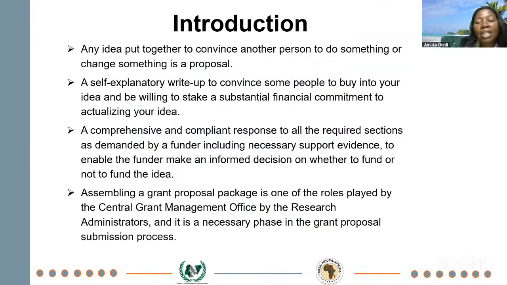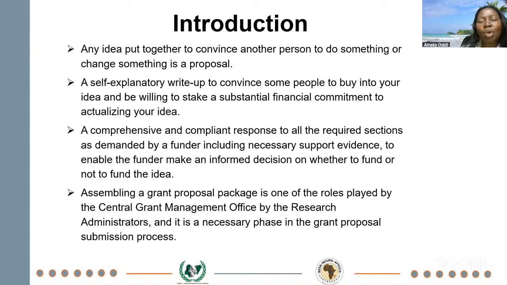Now, for a word of introduction, we're looking at what could be called a proposal. We say it is anything you put together to convince another person to change his or her former idea, or to sell an idea to somebody, so that they decide to look at things from your own eyes. That is a proposal.